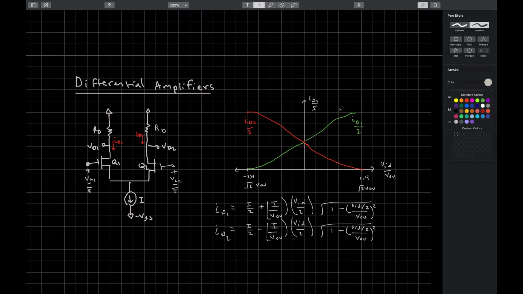In this video, I'm going to be talking about differential amplifiers. I'm going to briefly talk about how differential amplifiers are set up, and then we're going to dig into how they behave in small signal analysis.